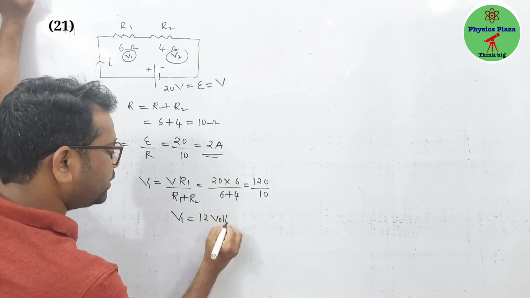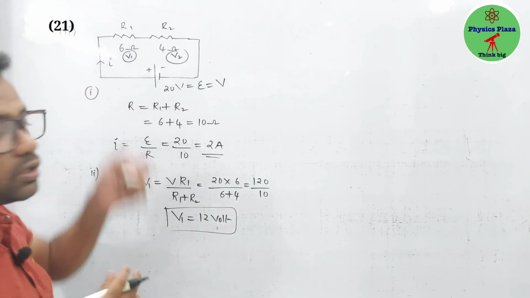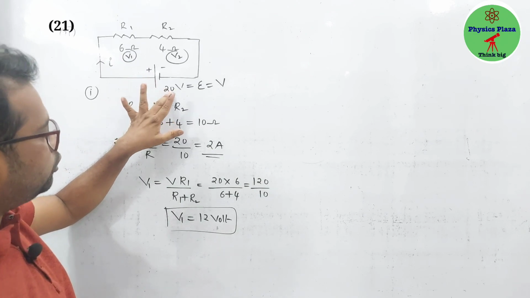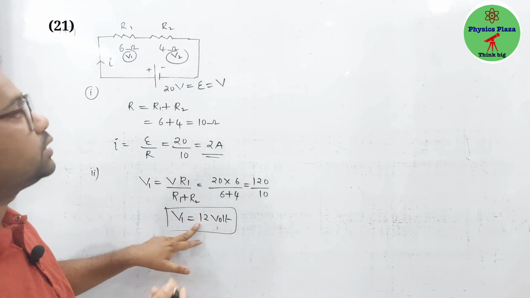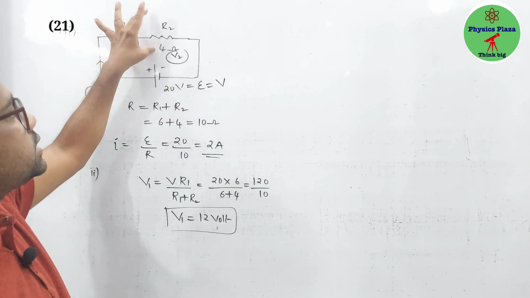Children, as V1 is equal to 12 volt, can you guess V2 is equal to how much? If there is no internal resistance, so there is no potential drop, then obviously 20 minus 12 will be how much, children? It is 8. So 8 volt will be the potential difference across resistor R2.